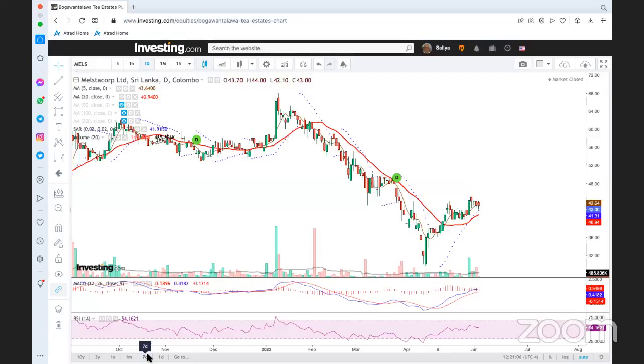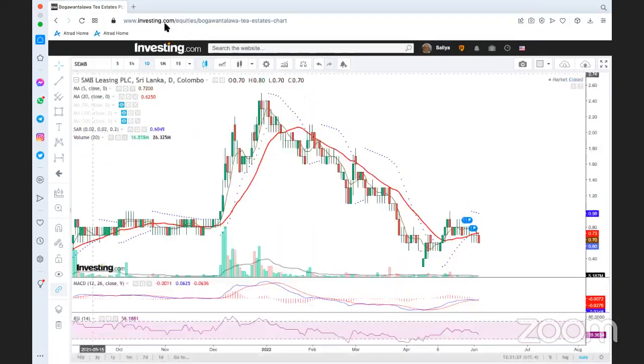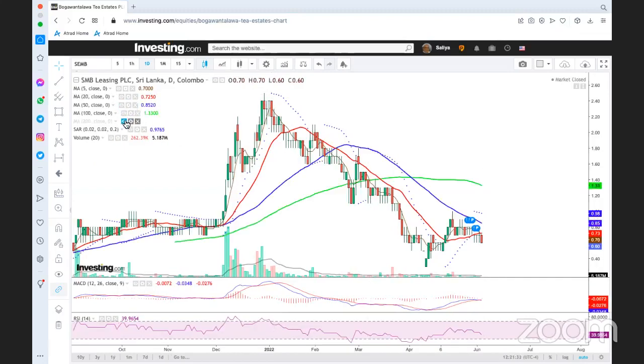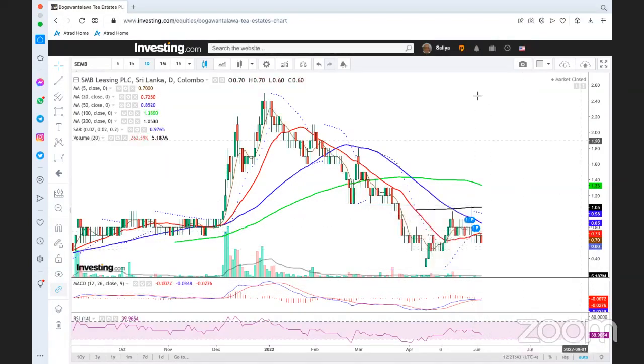One person is asking for, today only a small participation. That's okay. One person is asking for SCMB. Right, daily chart. Let's take these also. Still very early, so there is nothing to look at. It's still very early on the SCMB.